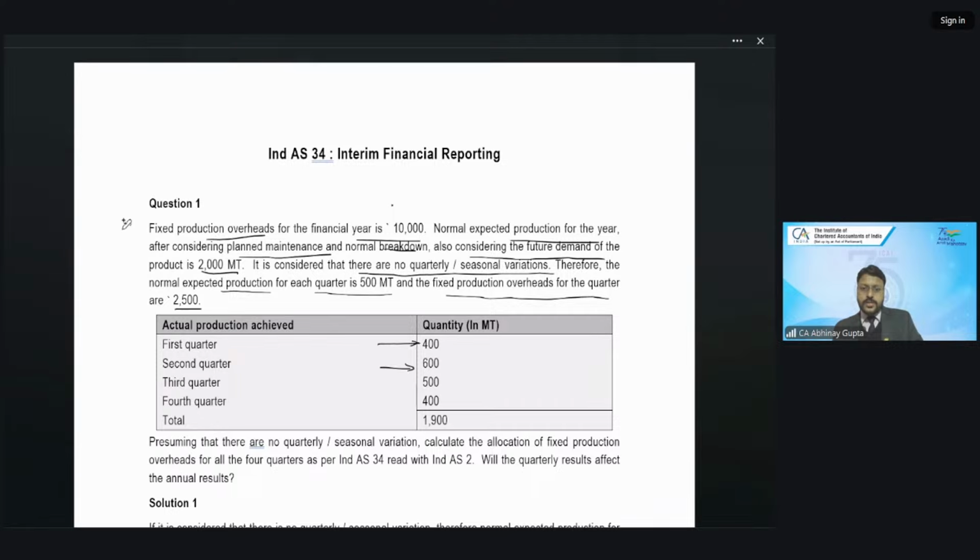Second quarter actual production 600. Third quarter actual production 500. Fourth quarter actual production 400. Total production for the year is 1900. Presuming that there are no quarterly or seasonal variations, calculate the allocation of the fixed production overheads for all the 4 quarters in accordance with Ind AS 34 and Ind AS 2. Will the quarterly results affect the annual results? Would you want to give it a try before I discuss the solution?